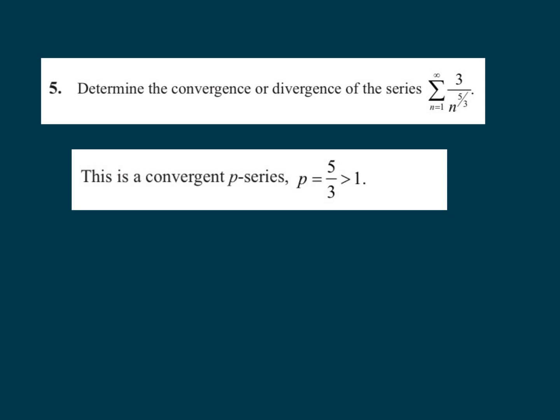Determine the convergence or divergence. We do the same thing. This is a convergence series, so we use the integral test. The integral test asks: is the function 1 divided by x^(5/3) positive for x positive? Yes, this function is always positive. It will be positive, decreasing, and continuous.